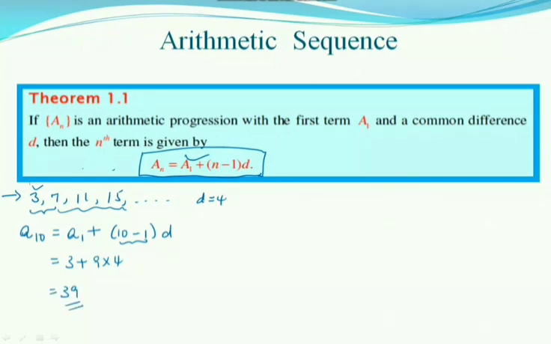You see, without listing all the terms, we can find any term of this sequence. So the 10th term is 39. Similarly, we can calculate any term of the arithmetic sequence.